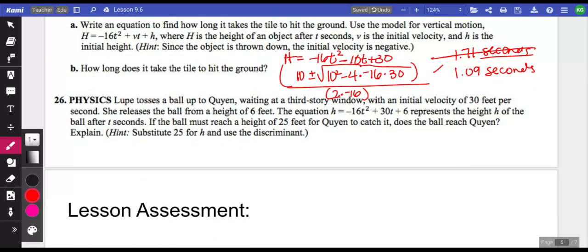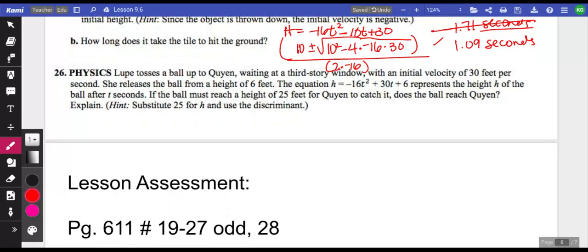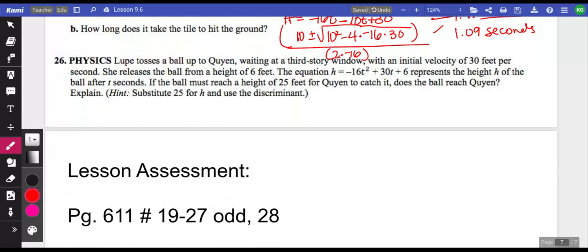Lupe tosses a ball up to Quinn, waiting at a third-story window. The initial velocity is 30 feet per second. She releases the ball from a height of 6 feet. There's her equation. If the ball must reach a height of 25 feet for Quinn to catch it, does the ball reach Quinn? And it says put 25 in for h. So put 25 equals -16t squared plus 30t plus 6.